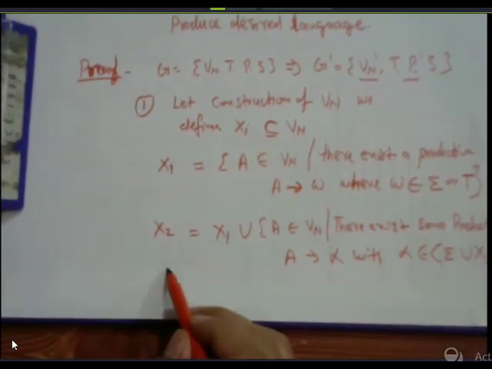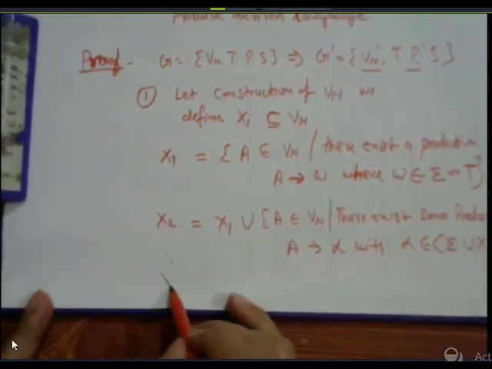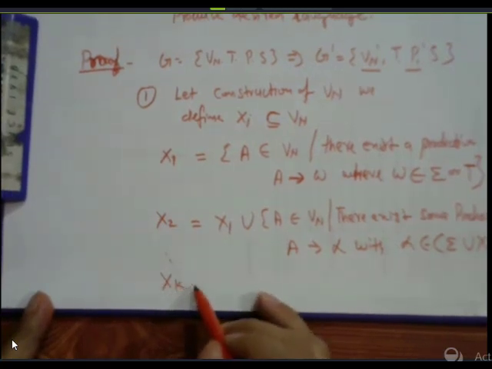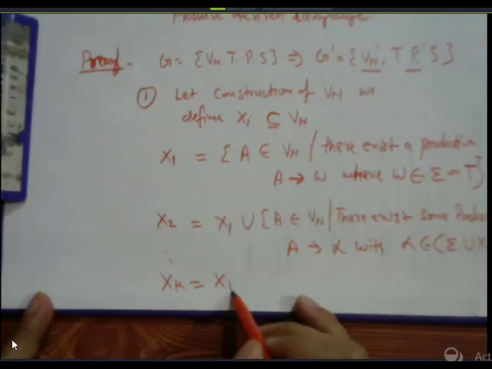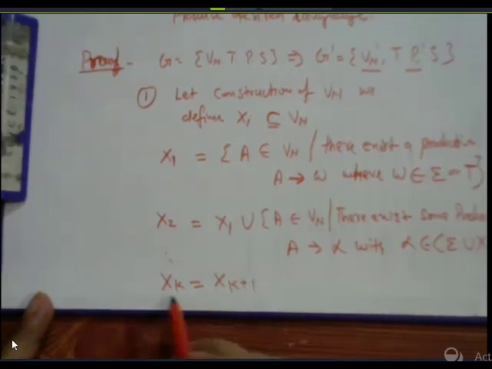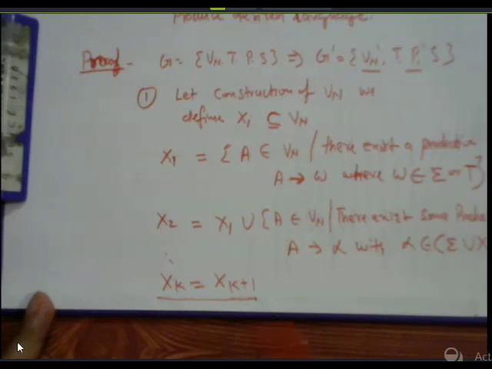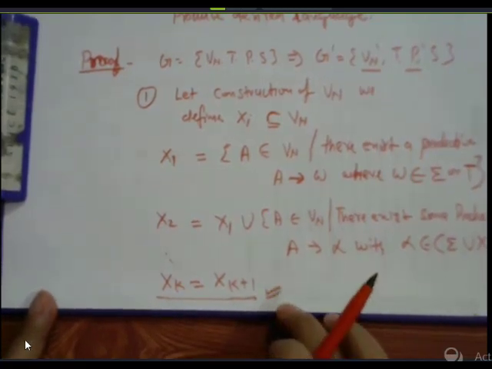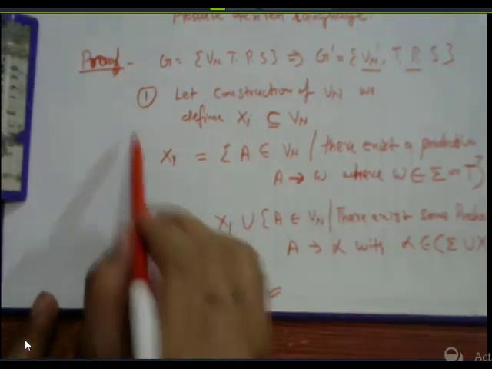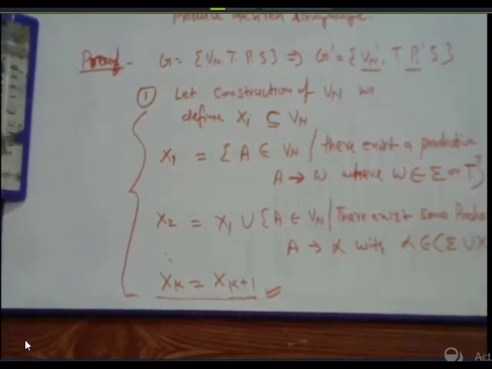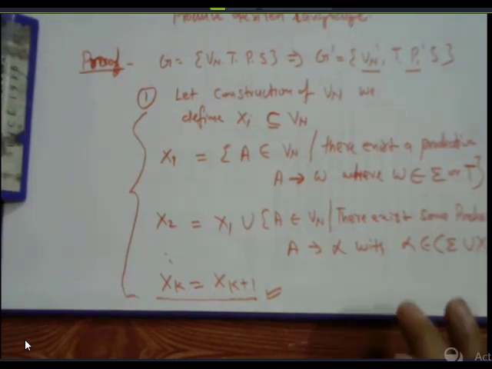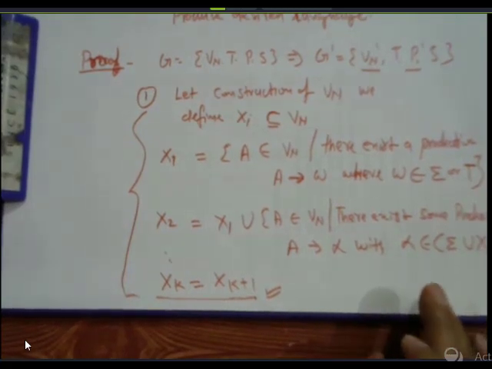Then until we get Xk is equal to X(k plus 1). Until we are not getting that, we continuously derive the string. At last we can stop. Then this is the first algorithm which can calculate only those symbols which are useful for the construction of the simplified CFG.